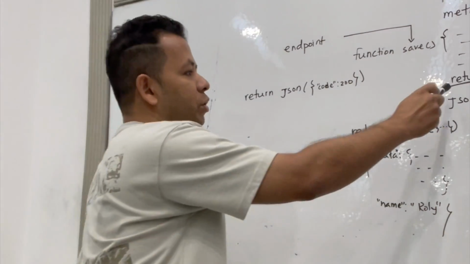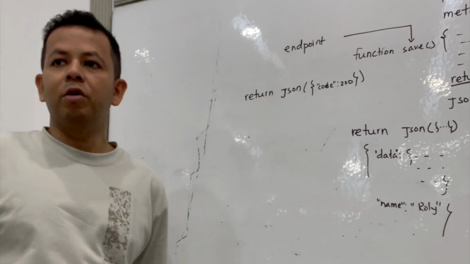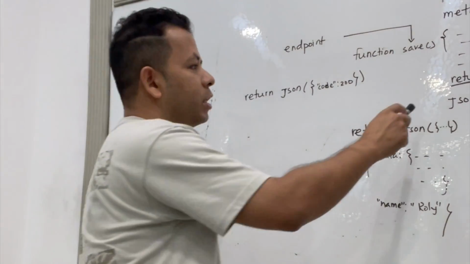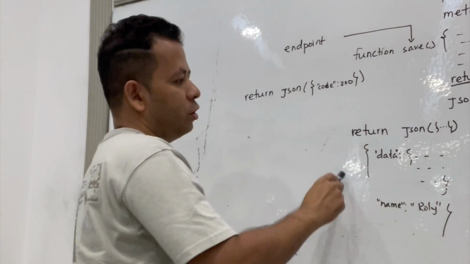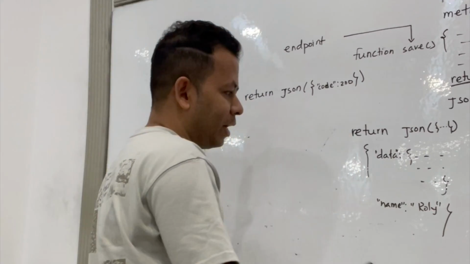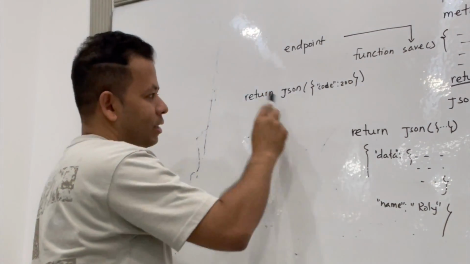And then in general, it will return. It will always have return. API should always have return. Return is a keyword, and it will return JSON. If it's a complex JSON, it may look like this, and some easy JSON may look like this.